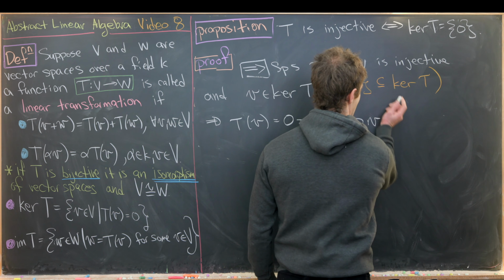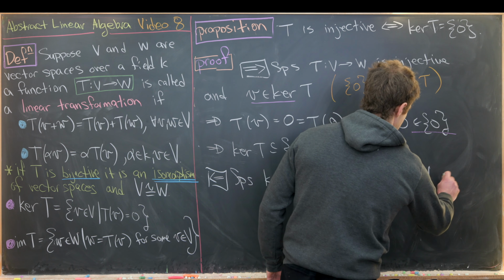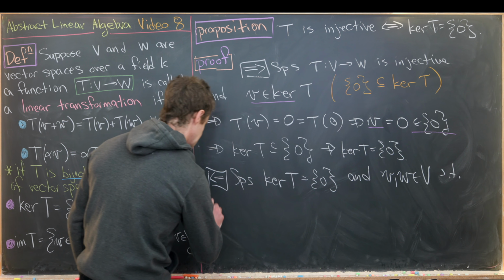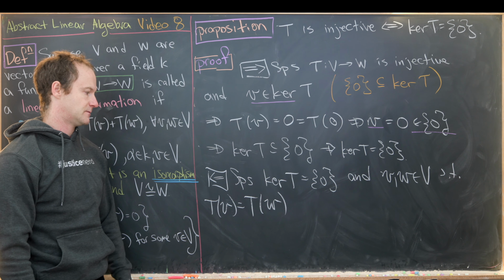Okay, so now let's look at this reverse direction. For the reverse direction, we want to suppose that the kernel of T is equal to the 0 vector, and V and W are in V such that T evaluated at V equals T evaluated at W. So that's the kind of canonical setup to start an injection proof.